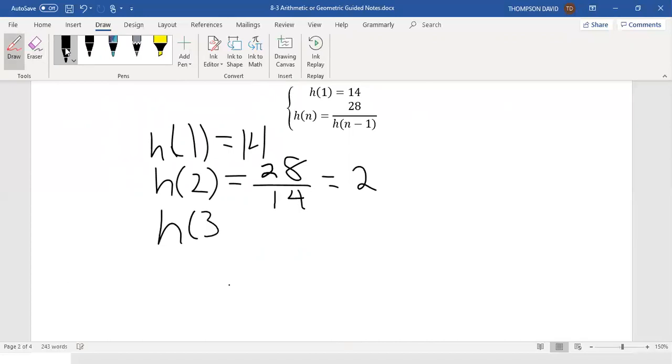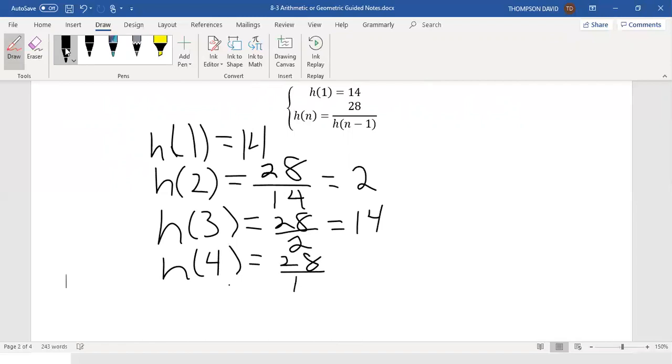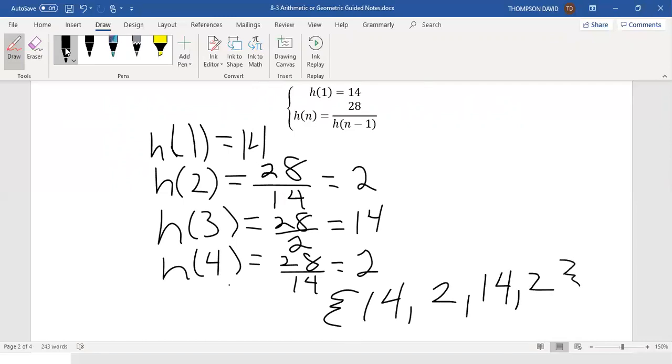Then we'll find h of 3. So now we're going to do 28 divided by 2, which is 14. h of 4 is going to be 28 divided by the previous term again, which is 28 divided by 14, which is 2. So your first four terms are going to be 14, 2, 14, and 2, and there's your first four terms.